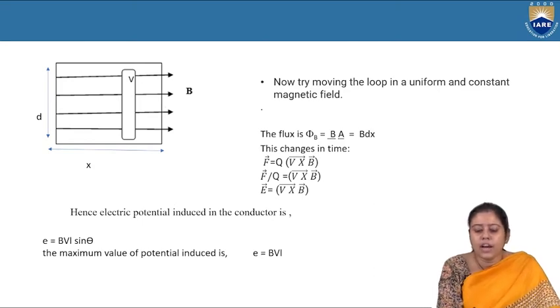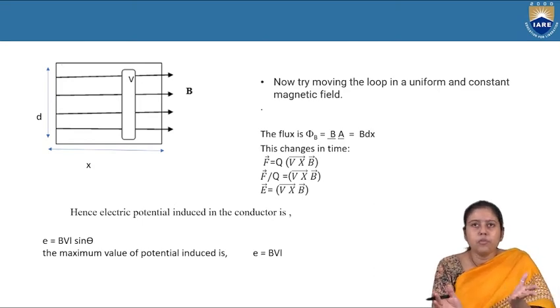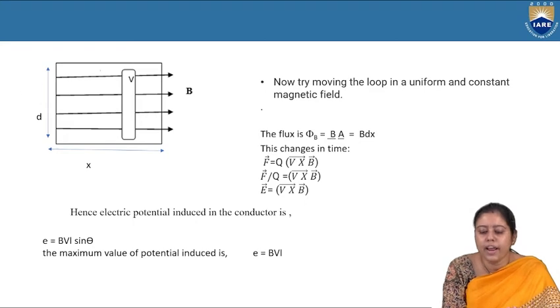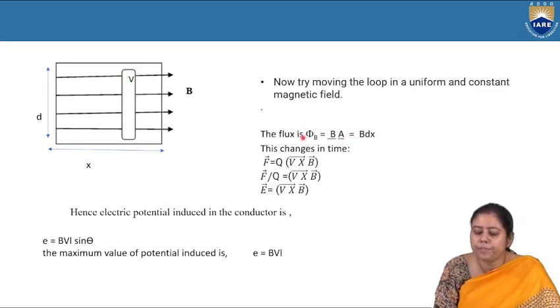Think about any motor, with a north pole and south pole, and these arrows are the lines of flux. This is the moving coil, and we are moving this coil in the magnetic field. So what is the flux?